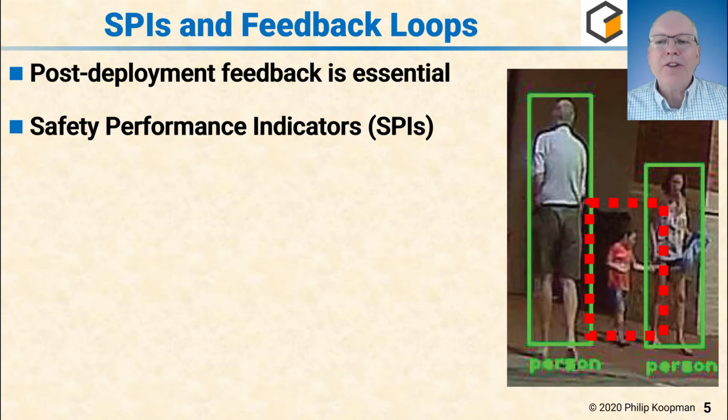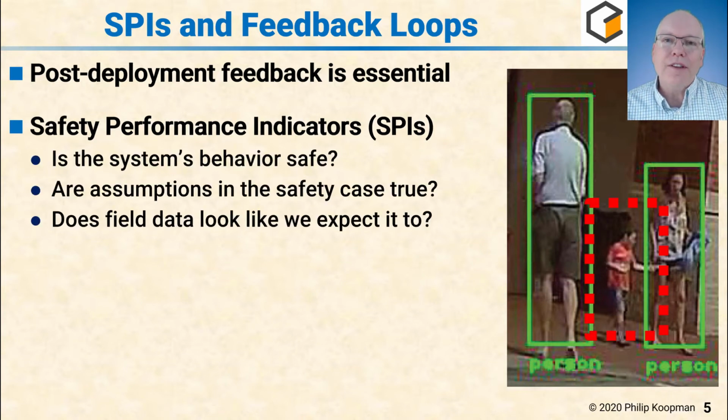For example, in this picture, there's a kid next to an adult, and the perception system does not see the kid but does see the adult. Well, that kid is not going to get hit by the self-driving car because the car will avoid the adult. But what you would like is some feedback from the field knowing that you got lucky, so you can fix the root cause problem before in the future the kid runs out into the street and you get unlucky because you had no idea the kid was there. SPIs measure several things. One is, is the system behaving safely? But another one that's just as important is, are the assumptions in the safety case true?